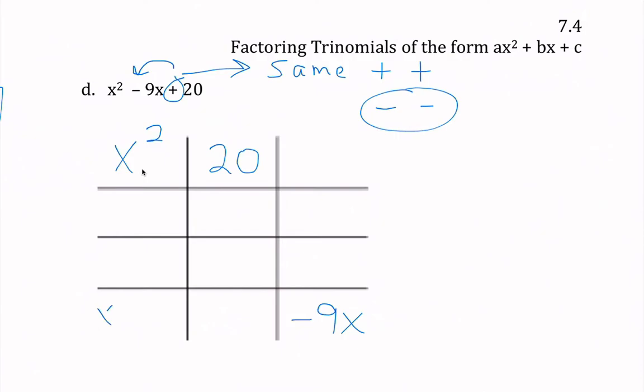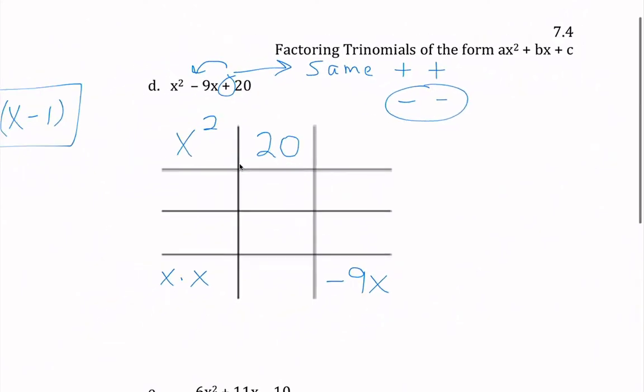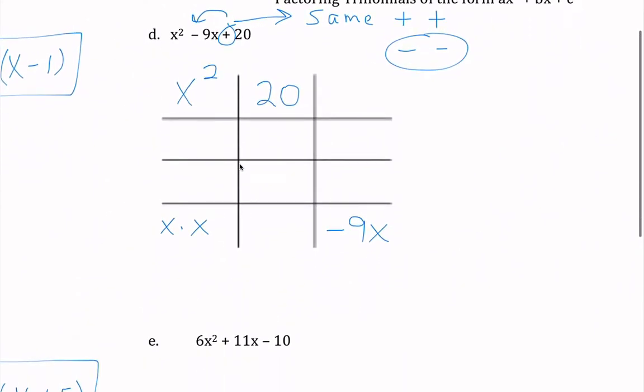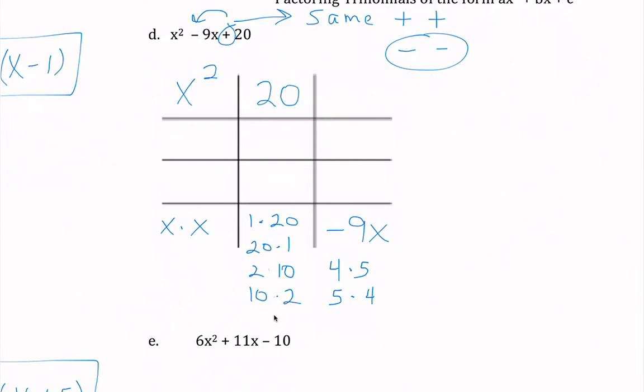My factors of x squared is x times x. Okay, let's find my factors of 20. Okay, there's a little bit more this time. So I know it's 1 times 20, 20 times 1, 2 times 10, 10 times 2, 4 times 5, and 5 times 4. I just kind of went out to the side because I was running out of room.